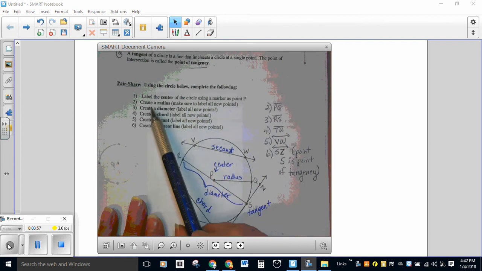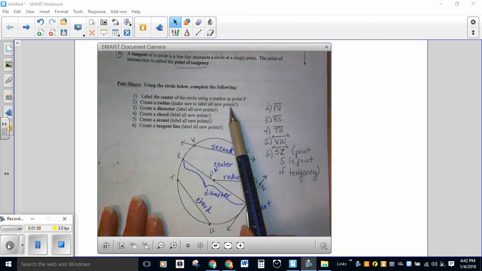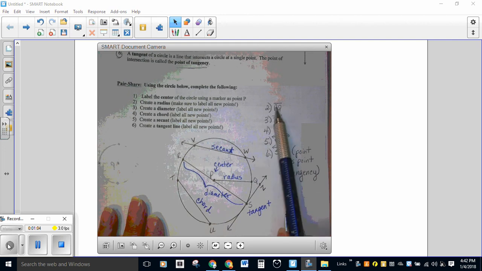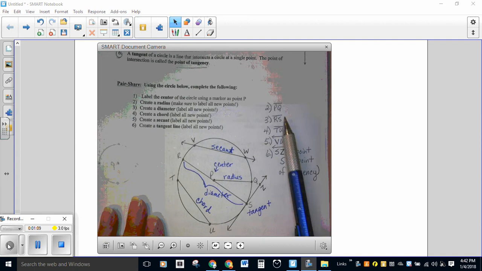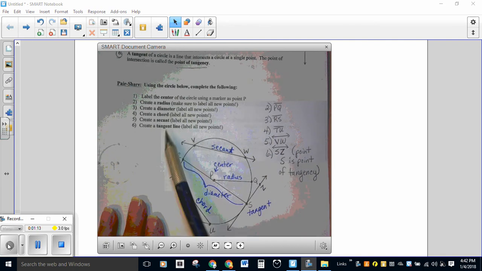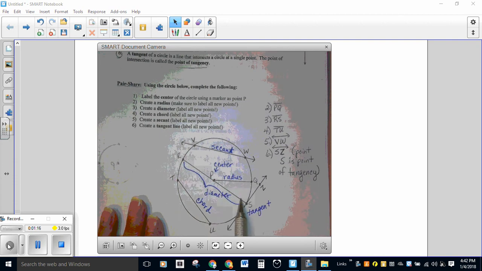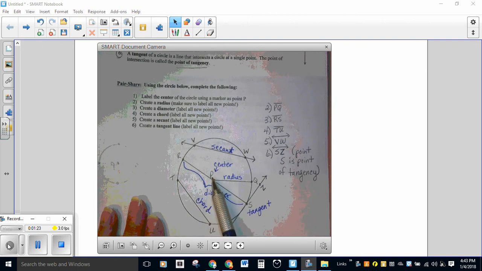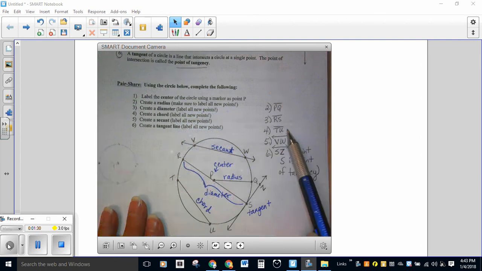Then it says create a radius, making sure that you label all your points. My radius I drew right here and I labeled it point Q. So therefore, remember it is a line segment. So it would be written line segment PQ or QP because we can measure it. A diameter is a chord that goes through the center of the circle. So in this case, mine is line segment RS. A chord is a segment that connects two endpoints on the circle. So I labeled mine line segment TU.